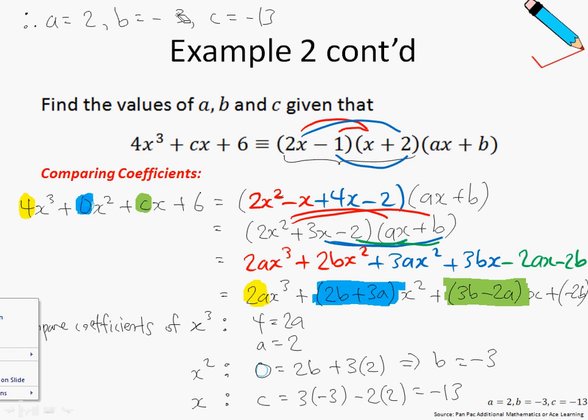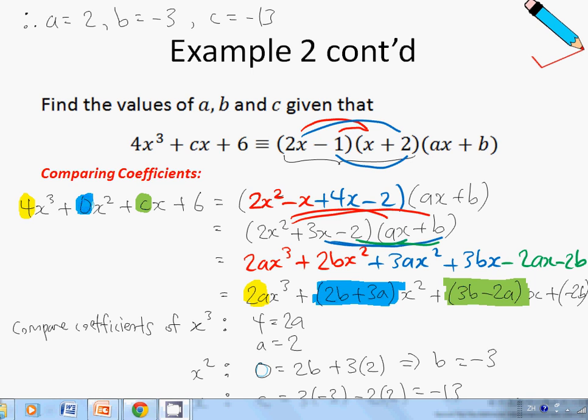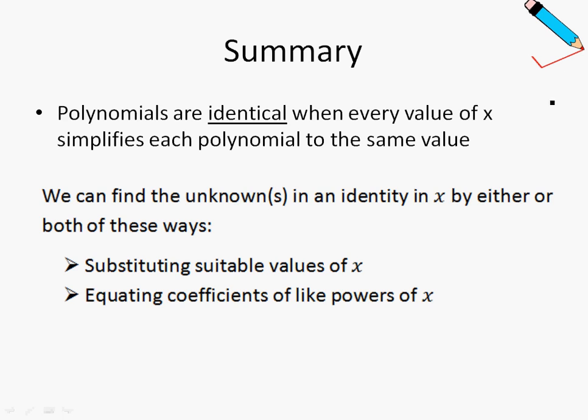Okay, and there we have it. This is the comparing coefficients method of solving identities. Okay, so I hope you have enjoyed this video. And just to summarize, polynomials are identical when every value of x simplifies each polynomial to the same value. We can find the unknowns in an identity in x by either of these methods which we have just explored, which is the substitution method or the equating coefficients method. So let me just highlight this for you. This is pretty important. You might want to take this down: substitution method or the equating coefficients method.